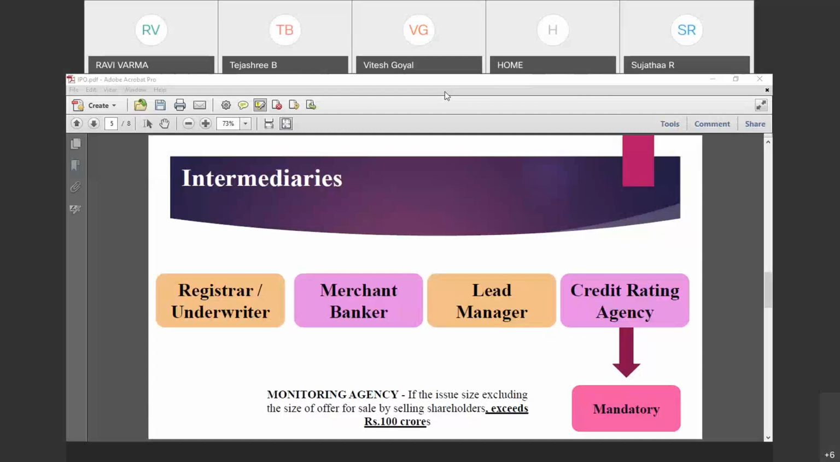Activity of the company. Then a merchant banker, of course a merchant banker is required, because whenever you are going for an IPO, you will make a public announcement. So that will be taken care of as part of the merchant banker's work.